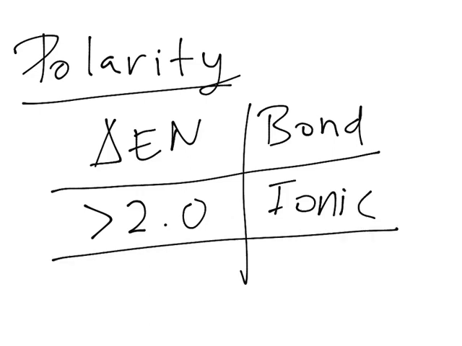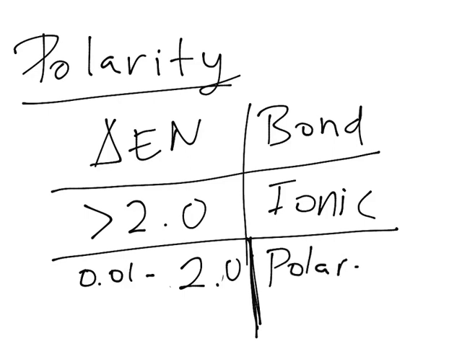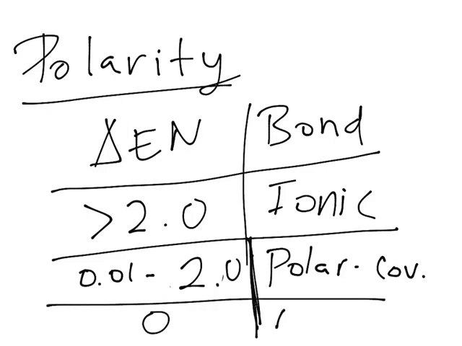If it was between 0.01 and 2, so above 0 and below 2, well, actually, it's 2 because the ionic one has to be above 2. So that would be a polar covalent bond. And if it was 0, that would just be non-polar covalent. Well, you get the idea.